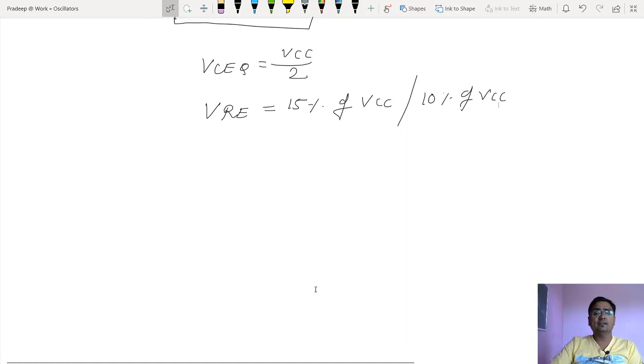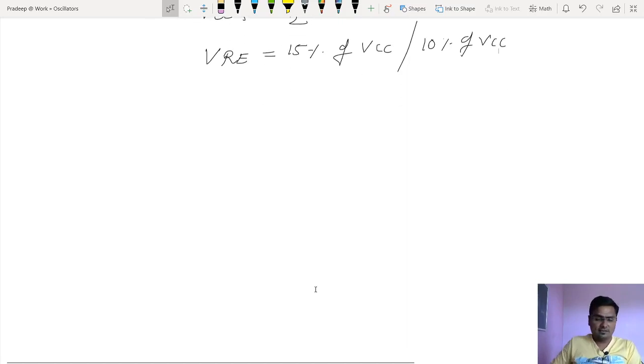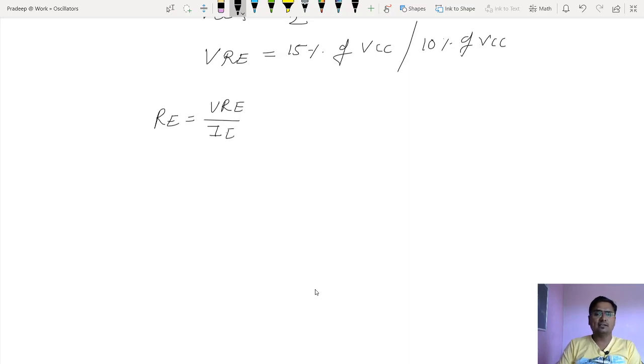Alright, now see, VCEQ and VRE are done. So if VRE is done, then what do I need to calculate RE? To calculate RE, I need the voltage across resistor RE and the current flowing through this resistor, that is IE. Now what is this IE? It is approximately ICQ. But see, ICQ is not known to us. So let us calculate ICQ. How can I calculate ICQ? By applying KVL to the output loop.